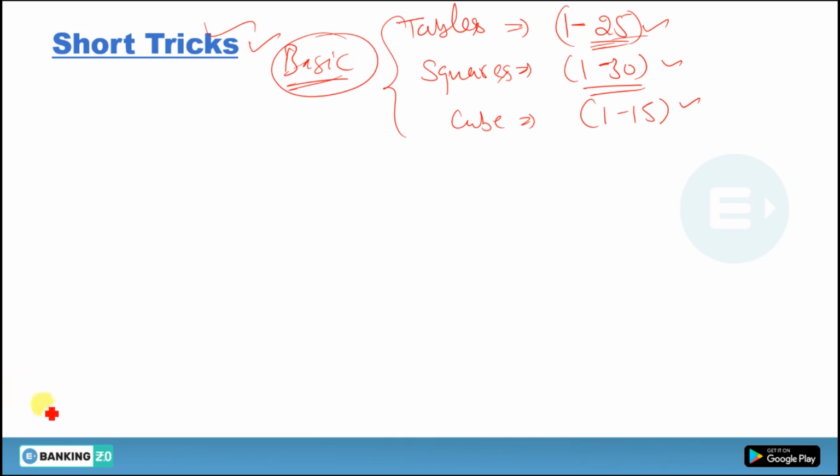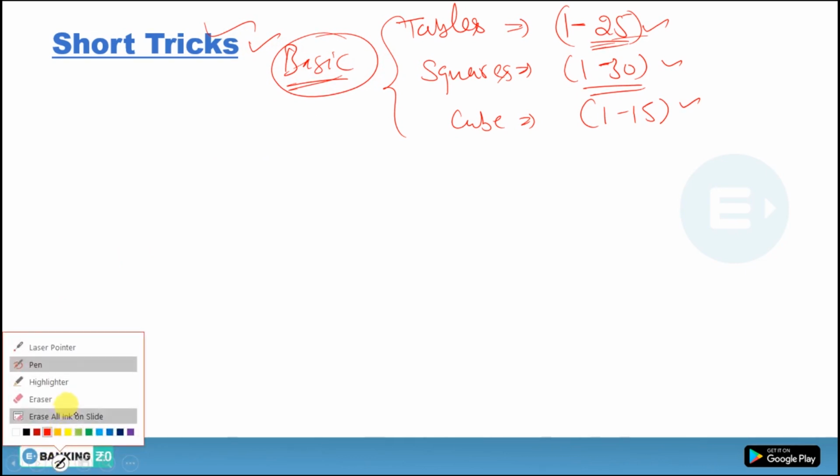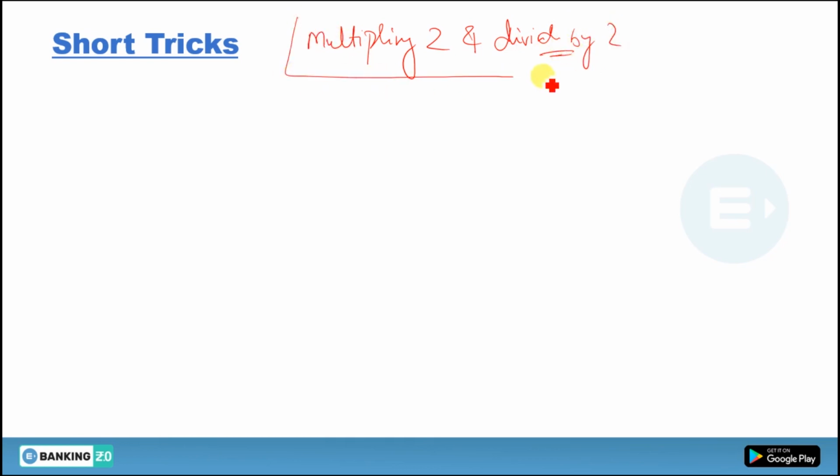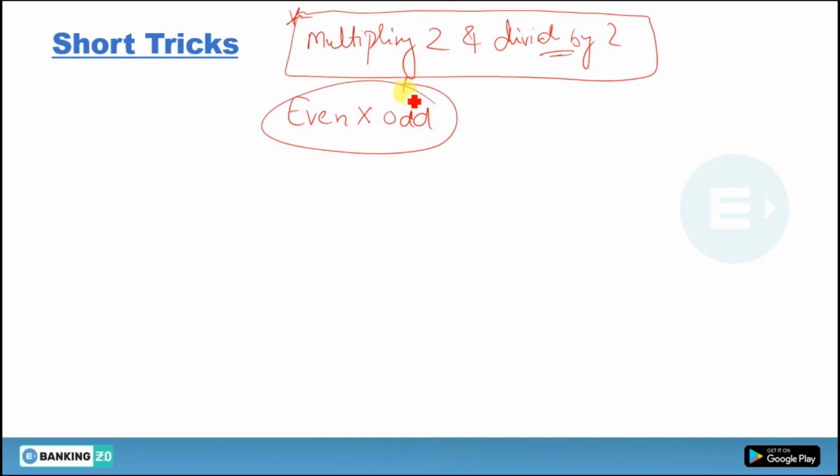Done. So first of all, what is your short trick? The first one is multiplying by 2 and dividing by 2. This trick is applicable when you are multiplying an even number by an odd number. You can apply this trick. For example, you have to multiply 34 into 57.